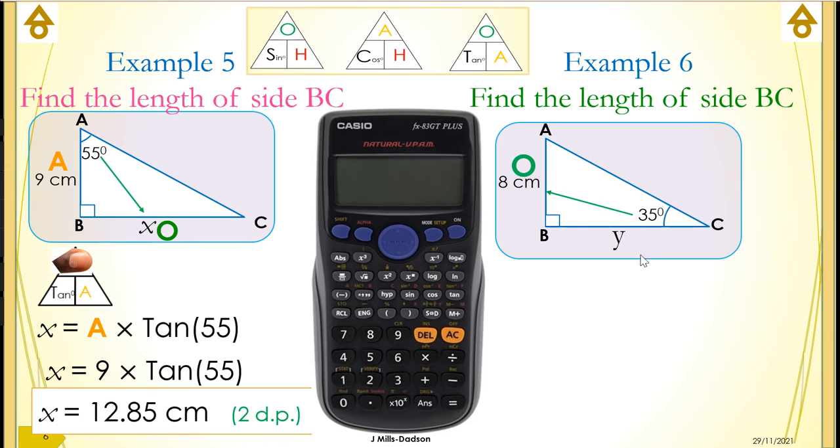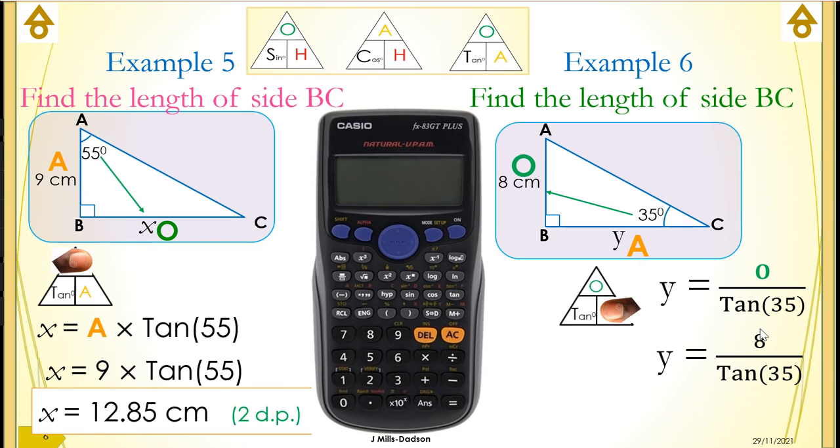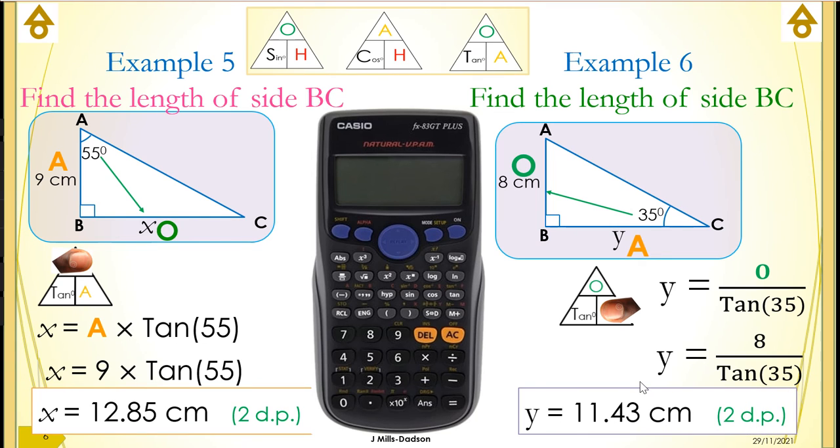Label: that's the opposite. Hypotenuse, but we don't need it. So this is the adjacent. So tangent, looking for A, cover A. That means y is equal to the opposite over tangent of 35. And O is 8, so y is 8 divided by tan 35. So division button, 8 at the top, use the cursor, bring it down, tan 35, hit the equal sign. And that's your answer, 11.43 centimeters.